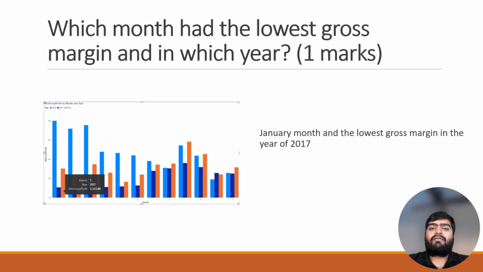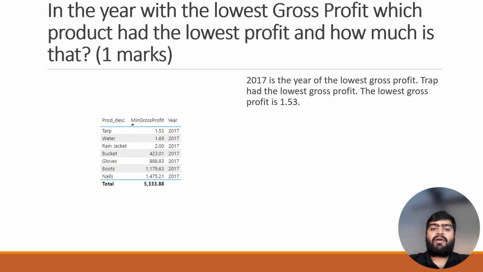There are 12 months for each year shown in sequence. My third question is, in the year with the lowest gross profit, which product had the lowest profit and how much is that? So 2017 is the year of the lowest gross profit.